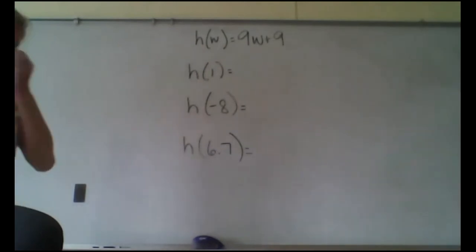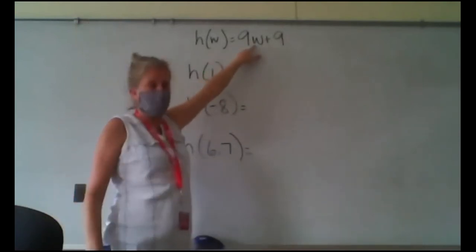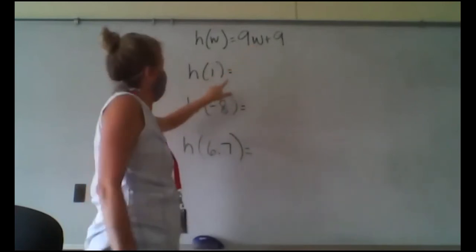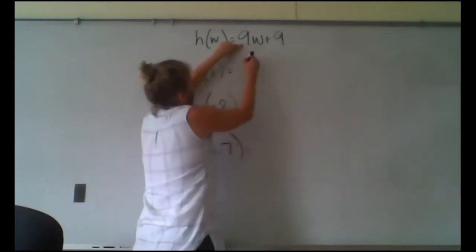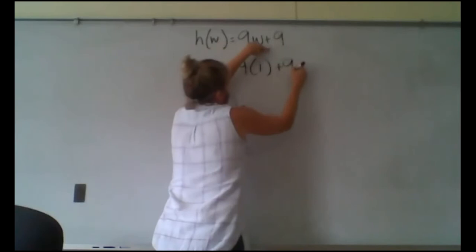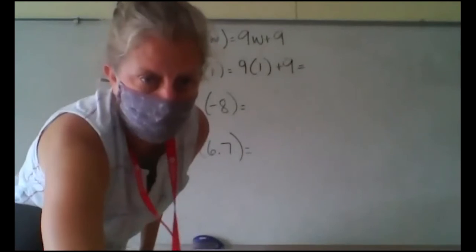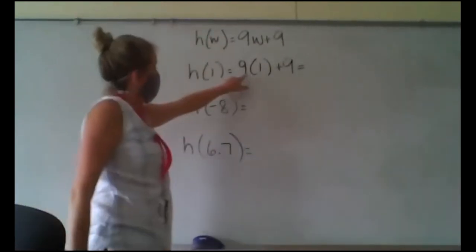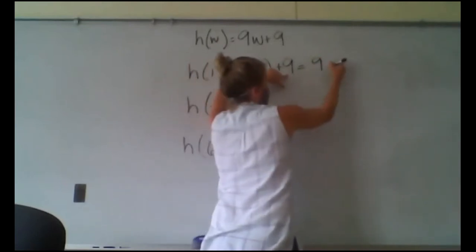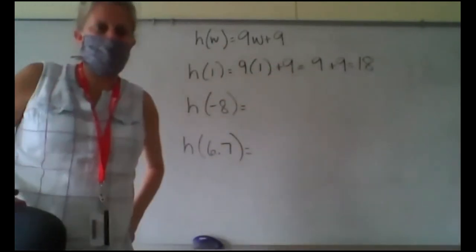Same thing, whatever is in these parentheses, you're going to go up here and replace the w with that number. So let's see, if I replace the w first of all, I'll have 9, replace the w with a 1, bring down that plus 9. Then do the math. 9 times 1, 9. Bring over the plus 9 to get 9 plus 9, which is 18.